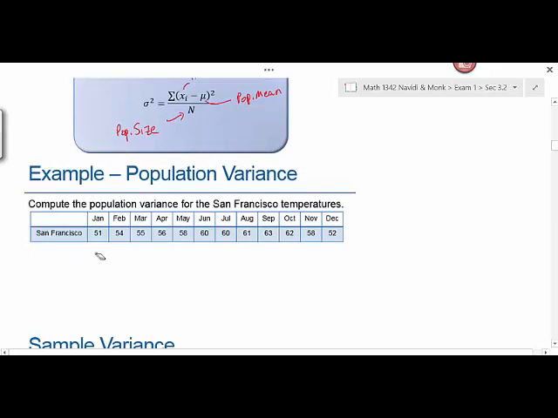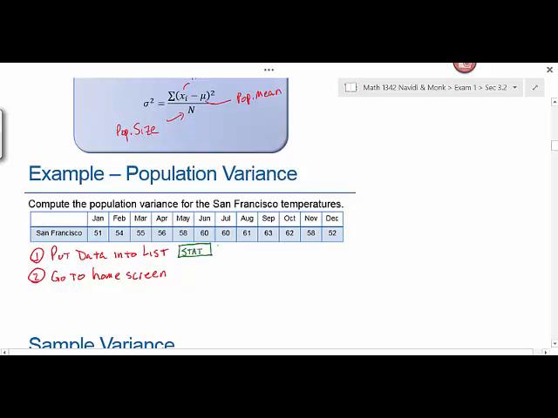This example for population variance instructs us to compute the population variance for the San Francisco temperatures. What's the first thing that I need to do when I do this on my calculator? I put my data into a list. Once I get my data into the list, what do I do? These two steps are consistent for everything that we do. I've given you the steps for putting your data into a list, but just in case you've forgotten, I'll write down the keystrokes one more time.